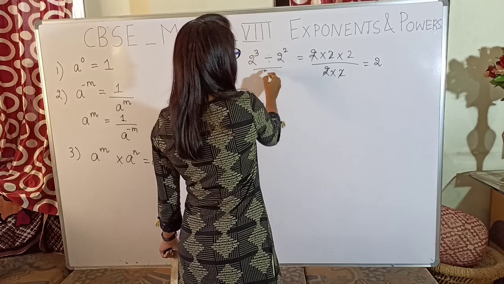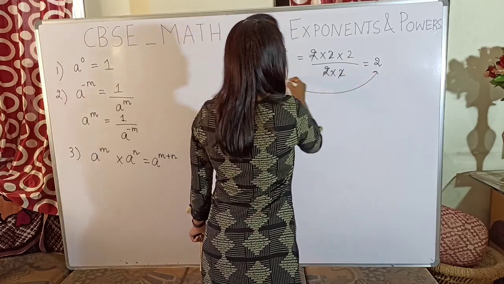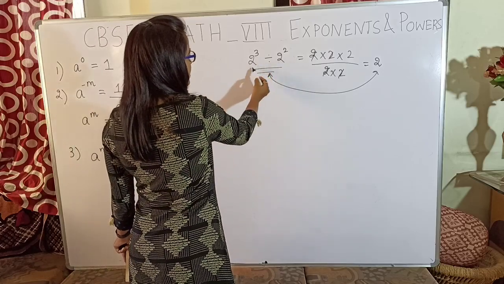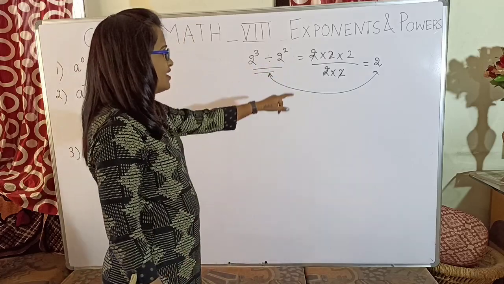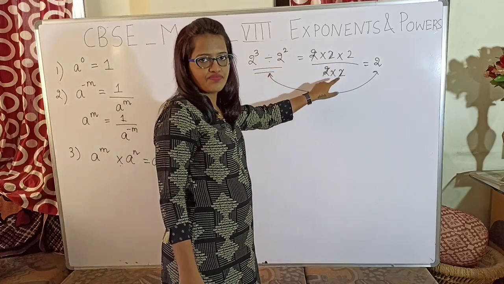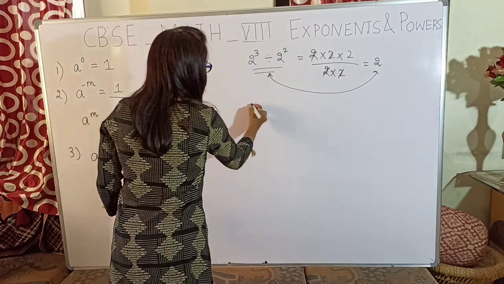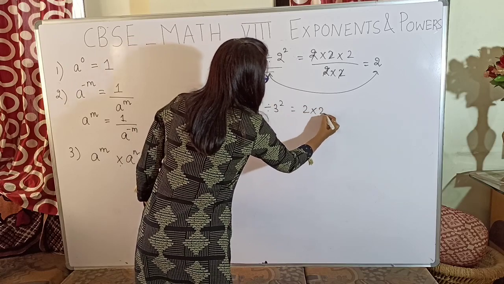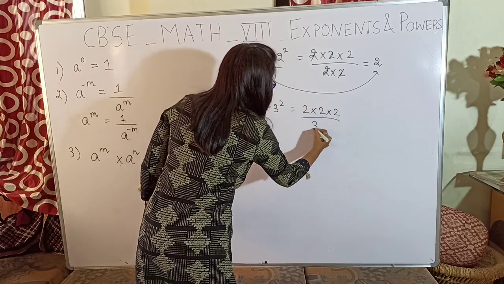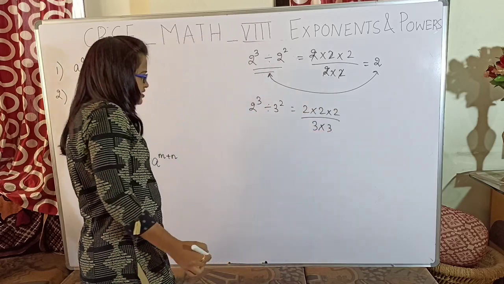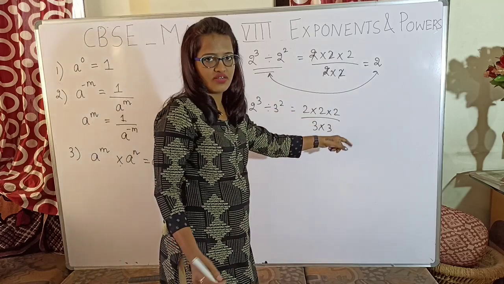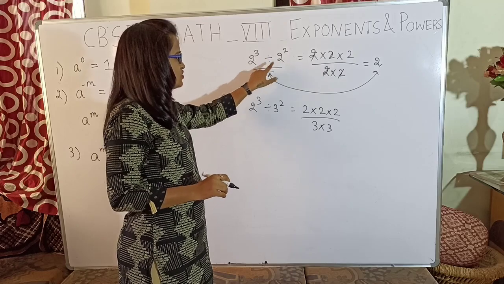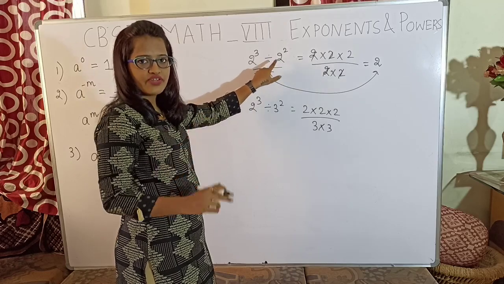So compare these two terms. What can you see? Since the base was the same, they could get divided by itself, right? If the question was like this, I could have written it as 2 into 2 into 2 divided by 3 into 3. Now in this case, I could not divide any term with itself, right? Because both are prime numbers. But when the base was the same, I could divide them.